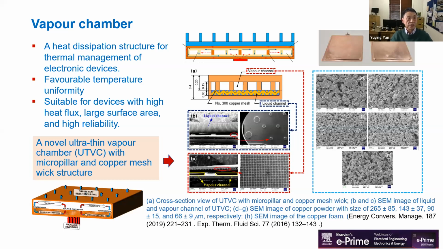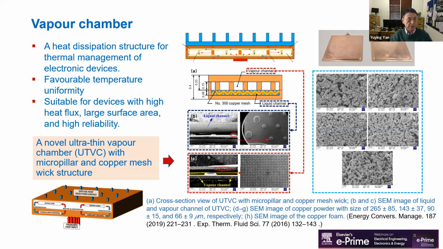Another type of heat pipe is what we call the vapor chamber. Vapor chamber is a heat dissipation structure, which can be used for thermal management of electronic devices. Vapor chamber has advantages of favorable temperature uniformity, suitability for devices with high heat flux and a large surface area, and high reliability. As the basic structure and working principle are similar to the heat pipe, it's called a flat heat pipe.